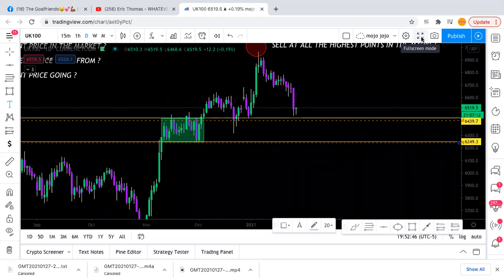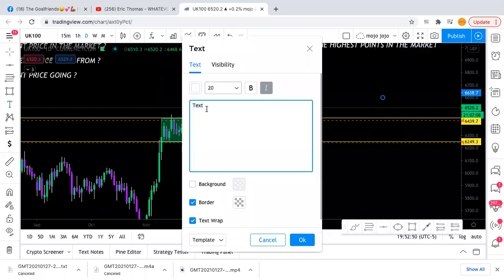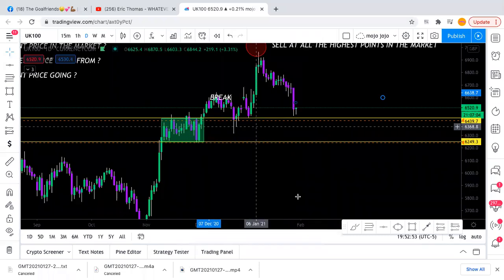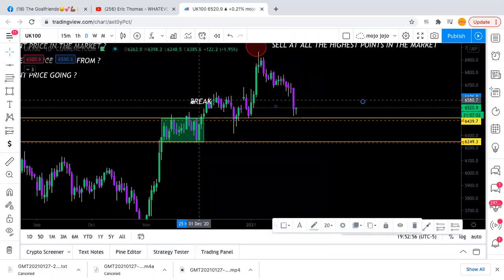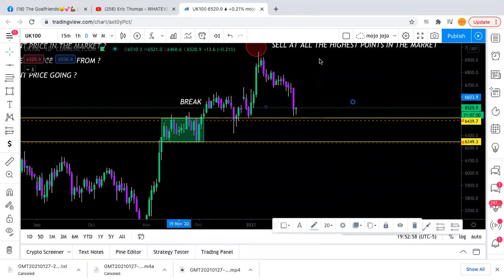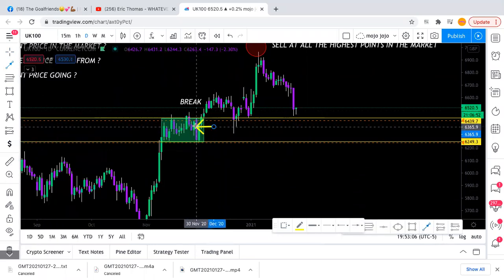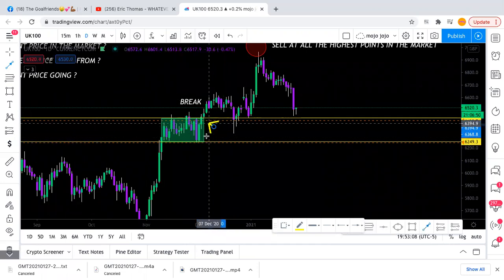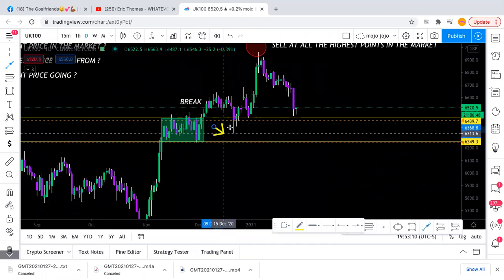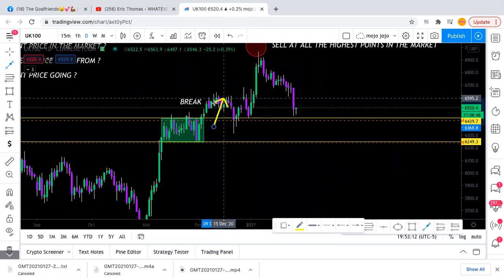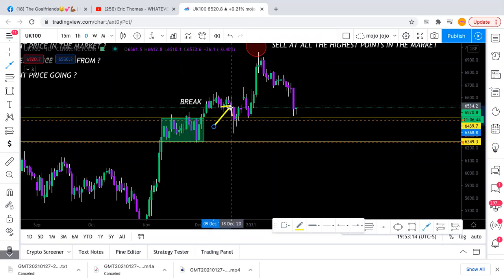A break. Price is breaking out of consolidation. Break. Just like that. Y'all got to say it like that. Break. Okay, look at this. Price broke out of the box. It's no longer dancing sideways in this line. It's up there now. So what is this called?